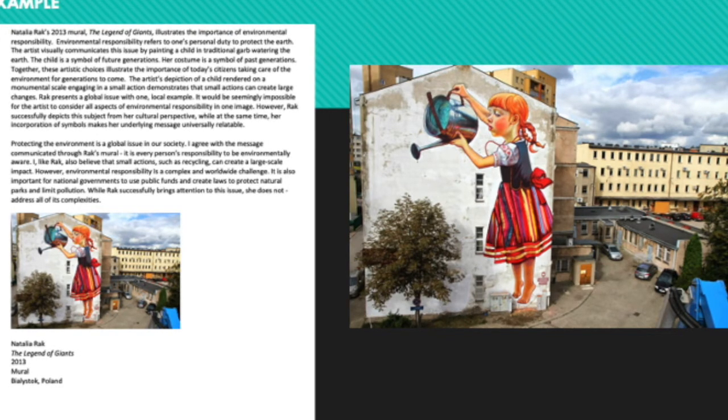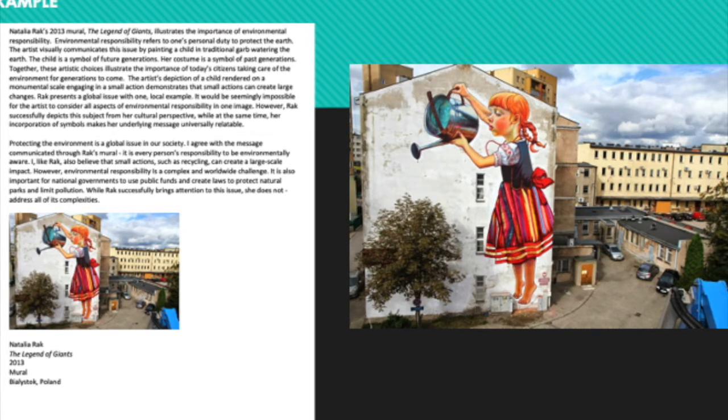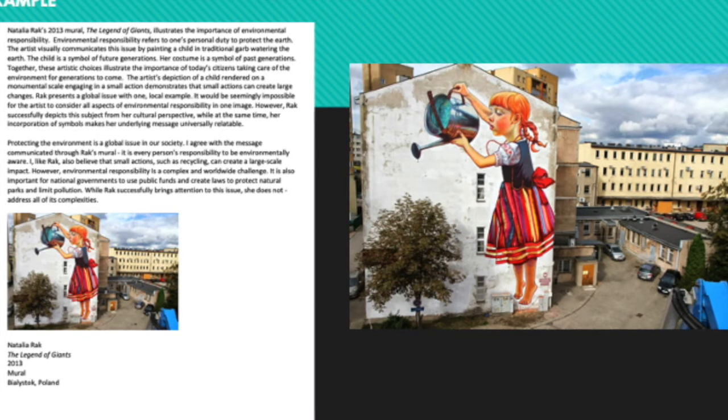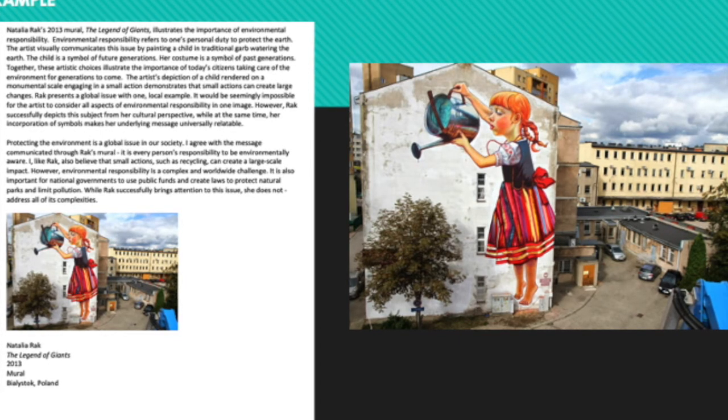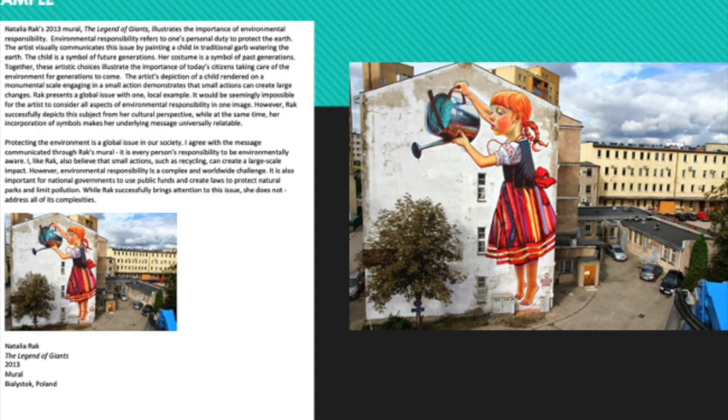Now I look at the visual evidence that led me to the conclusion that this artwork discusses environmental responsibility. The artist visually communicates this issue by painting a child in traditional garb watering the earth. The child is a symbol of future generations. Her costume is a symbol of past generations. Together, these artistic choices illustrate the importance of today's citizens taking care of the environment for generations to come.